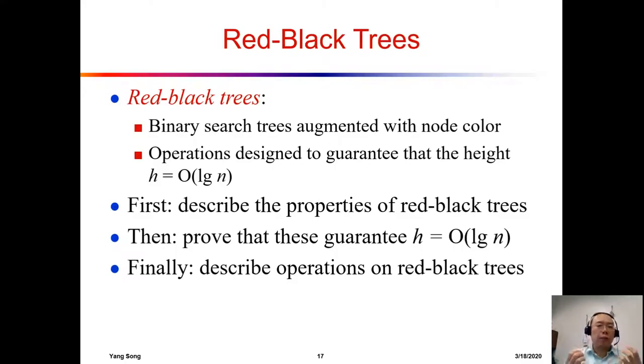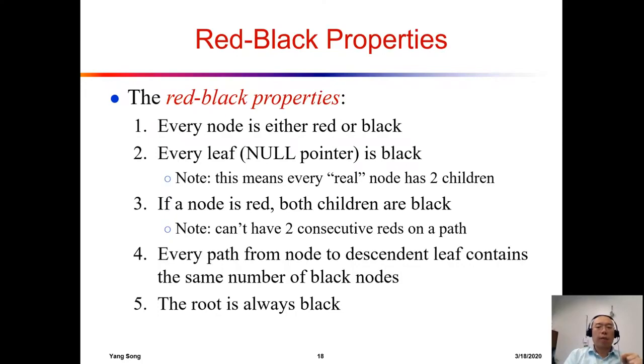So for example, if it happens that we want to delete a node of a red-black tree, we know how to delete a node from a binary search tree, but since it is a red-black tree, we have to do a little bit more massaging of the tree to make sure that it is still a valid red-black tree. Okay, so the five important properties of a red-black tree.